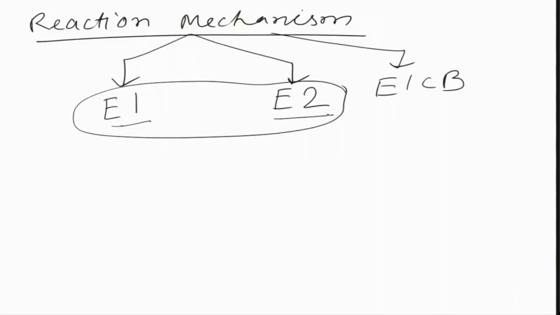And the third one was gamma elimination, that is 1,3 elimination, two groups are eliminated from alternate carbons. So, beta elimination results in the formation of pi bonds and gamma elimination results in the formation of cyclic compounds. The preparation of alkenes from alcohols, dihalides, alkyl halides, etc., is through beta elimination or 1,2 elimination. Now, in this lecture, we will first study the different types of elimination reactions according to their mechanisms, that is E1 and E2. So, first we will study E1.